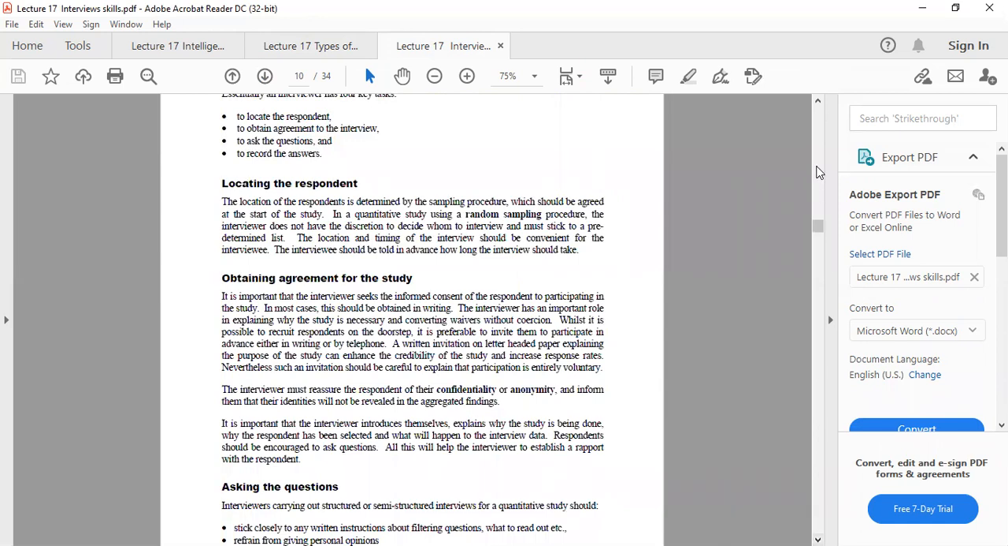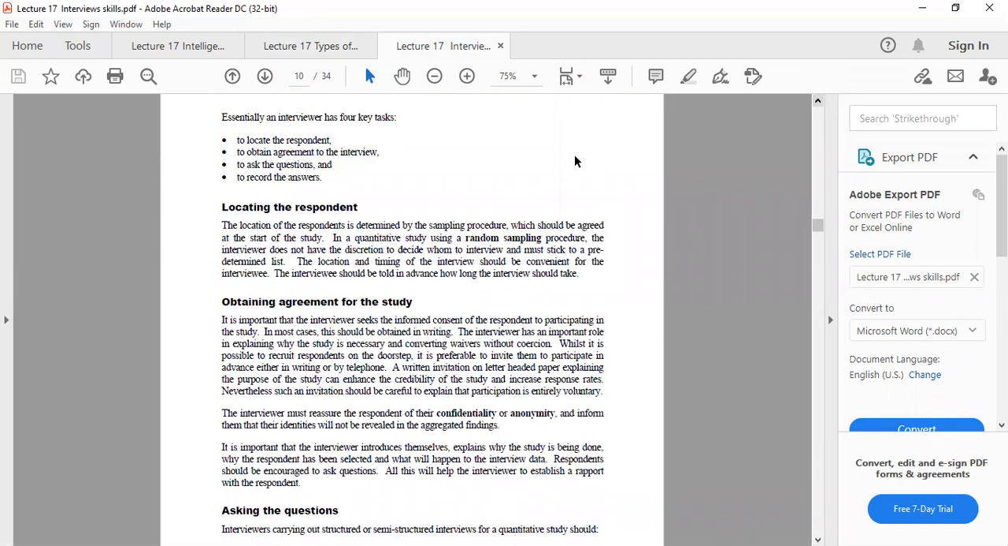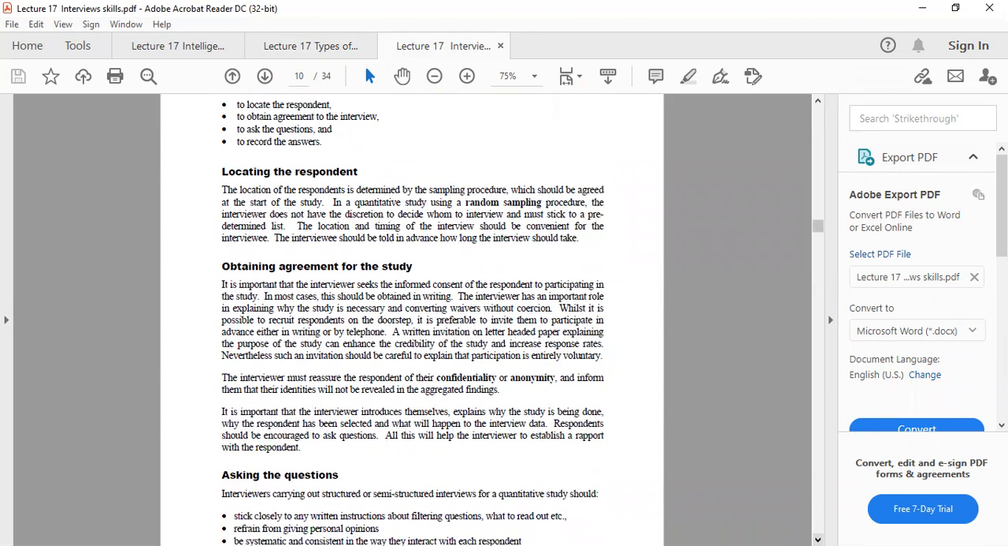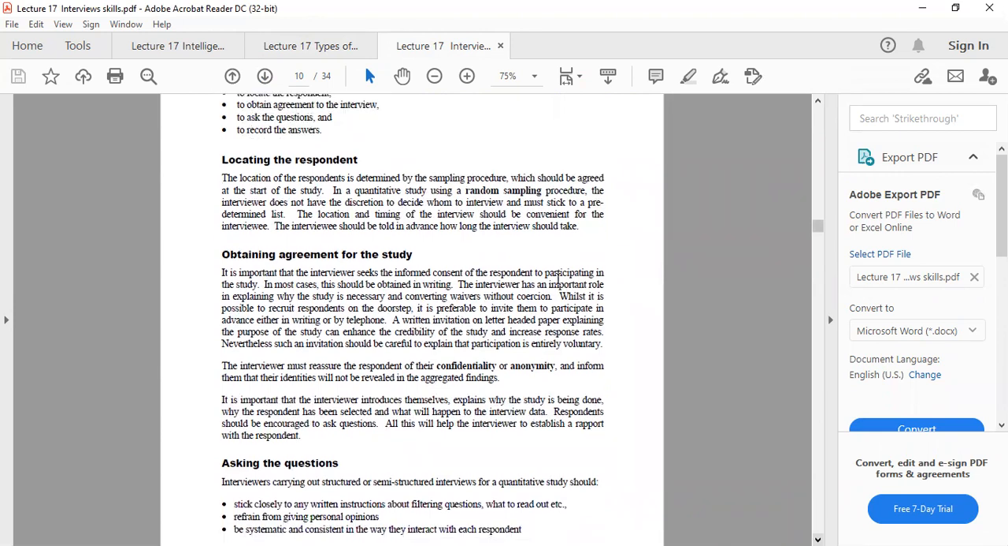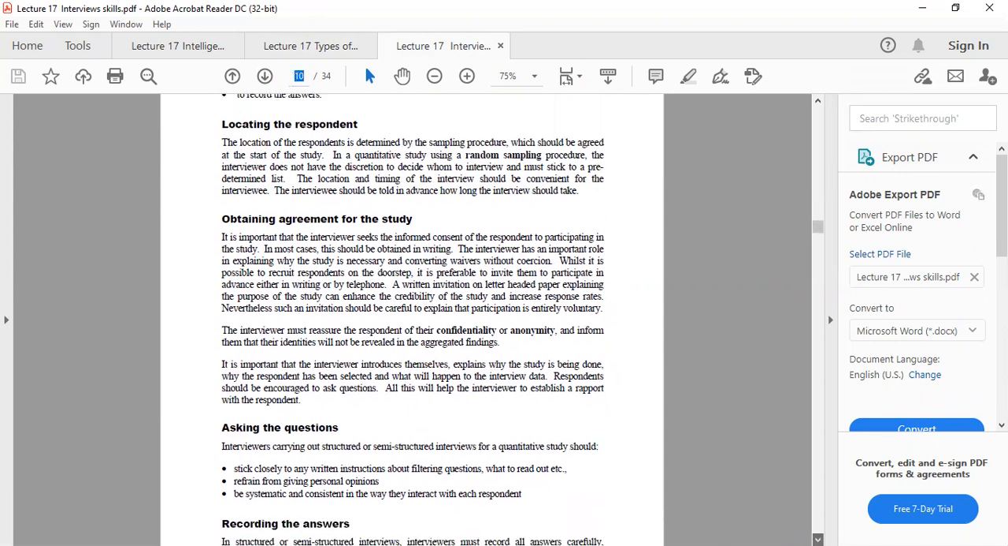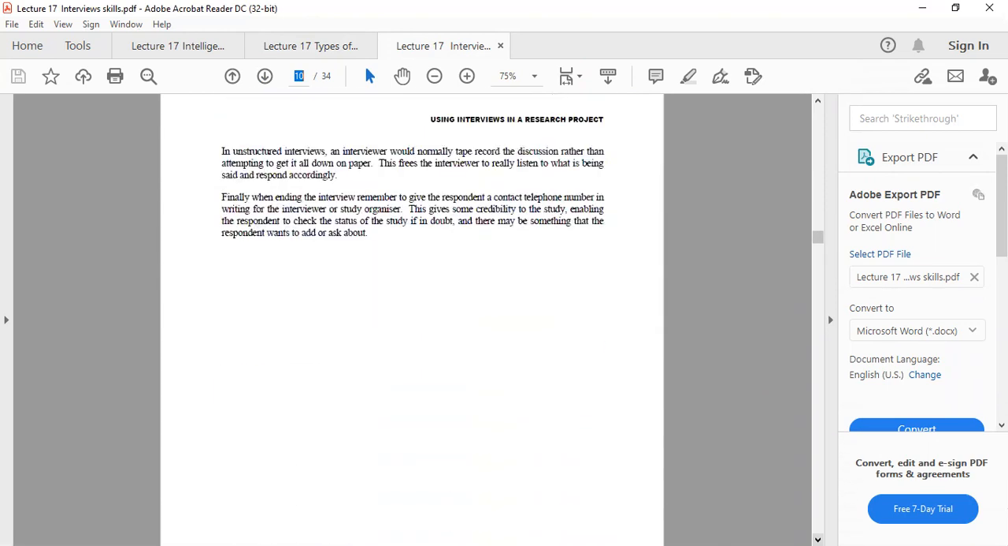And also, one is to be able to have four key tasks as an interviewer: to locate the respondent, to obtain agreement to the interview, and then to ask questions and record the answers. Those are some of the skills that an interviewer has to possess. In detail, I will direct you to page 10 of the interviewer skills document on your Moodle. I just gave an overview so that when you get in there, you also read the details.